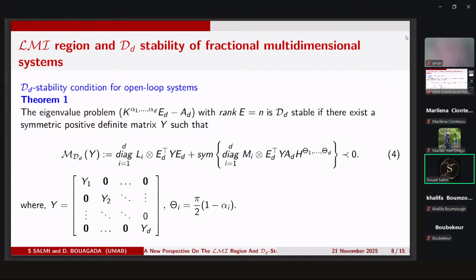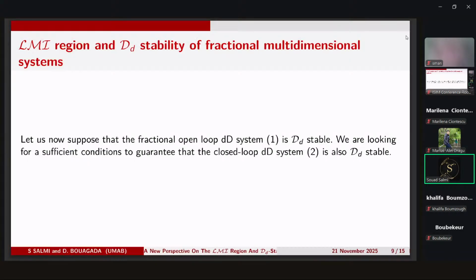Our first main result provides necessary and sufficient conditions for the stability of the open loop system. So in this theorem, we present the condition for the open loop system to be stable in the region D. Theorem 1, the fractional open loop system is D-stable if there exists a symmetric positive definite matrix Y such that the LMI 4 is satisfied, where theta_i equals pi over 2 multiplied by 1 minus alpha_i.